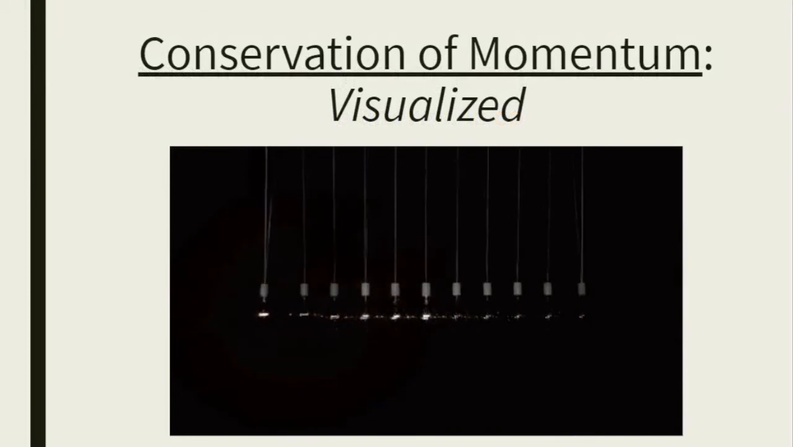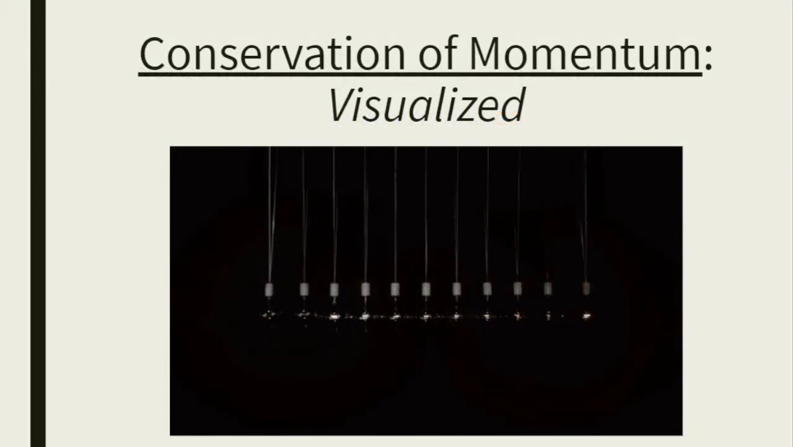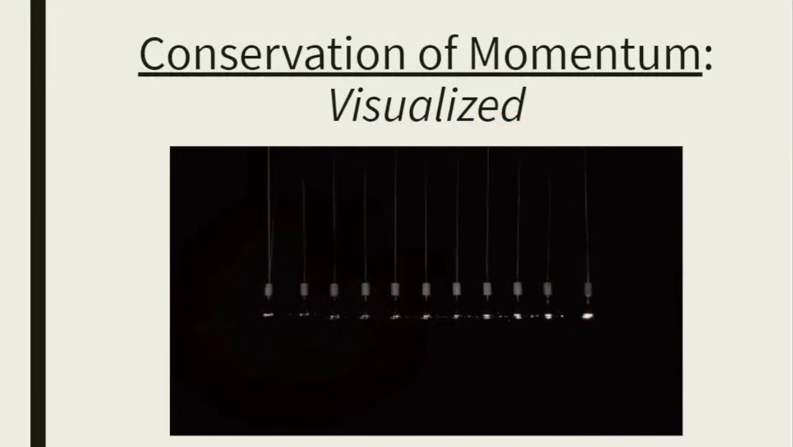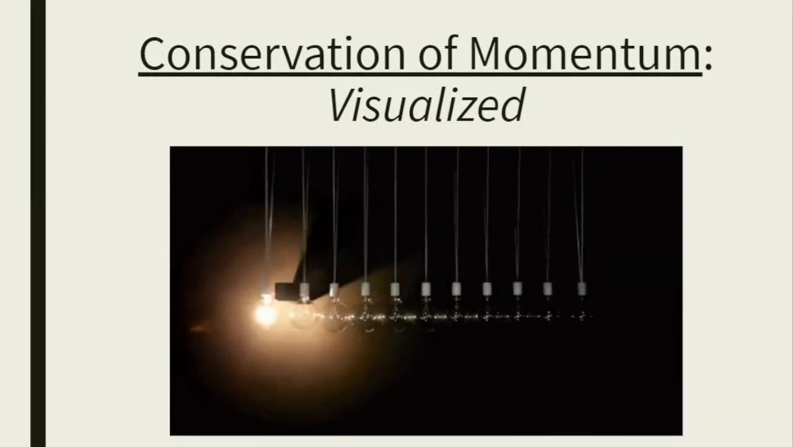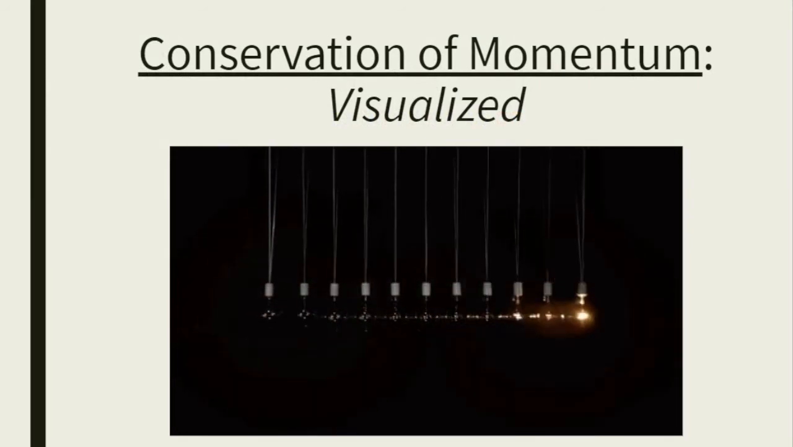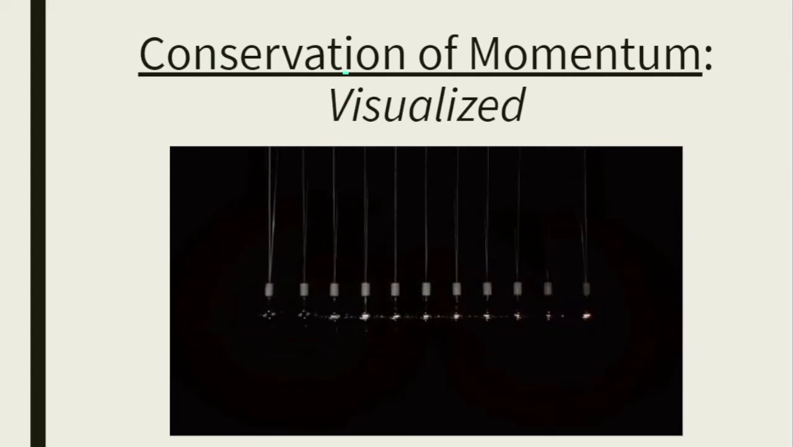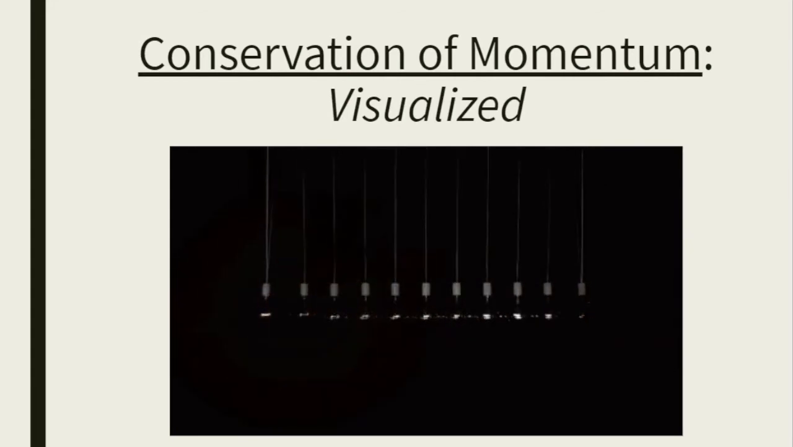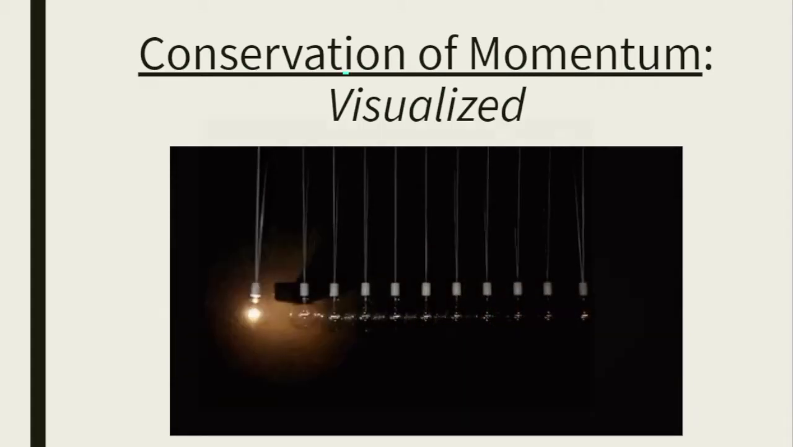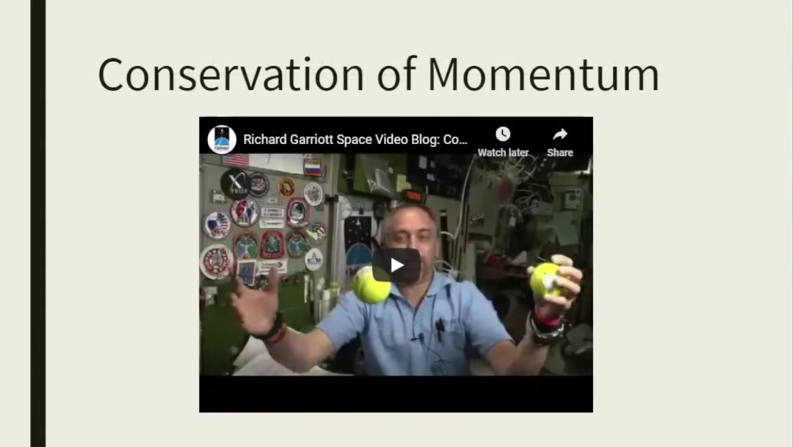Here I just have a quick little GIF demonstrating the conservation of momentum. I see these light bulbs moving back and forth. So this light bulb hits the next light bulb, and you can see kind of that light traveling through it. Imagine that that light is momentum going from one light bulb on the left side to the other light bulb on the right side. Right here I have a quick little video about this astronaut in space that's really excited to show you how conservation of momentum works with tennis balls.